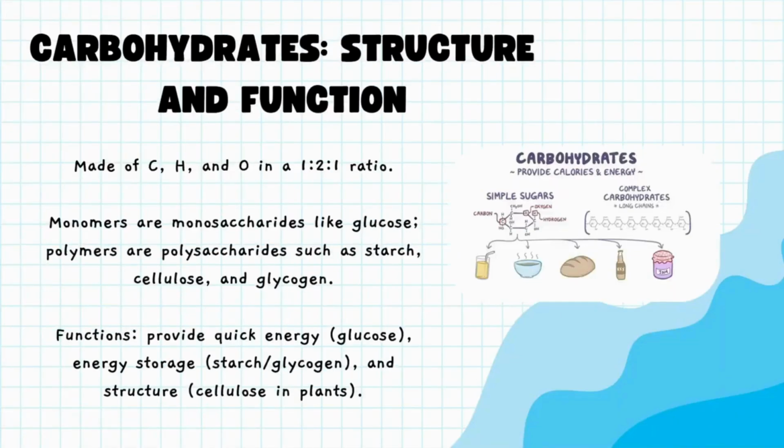Carbs are made from carbon, hydrogen, and oxygen in a 1-to-1 ratio. Their monomers are simple sugars like glucose, and polymers are long chains like starch, glycogen, and cellulose. Their main jobs: quick energy, energy storage, and structure. Cellulose especially gives plants strength.